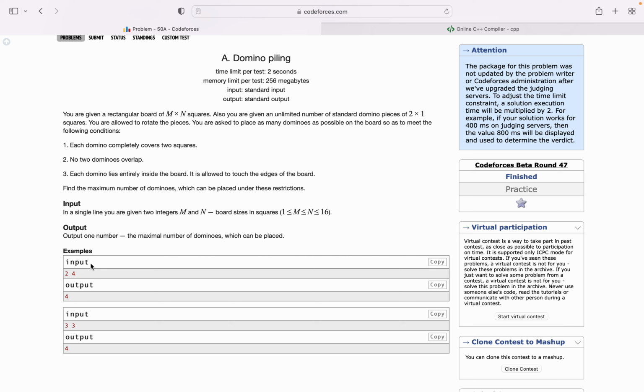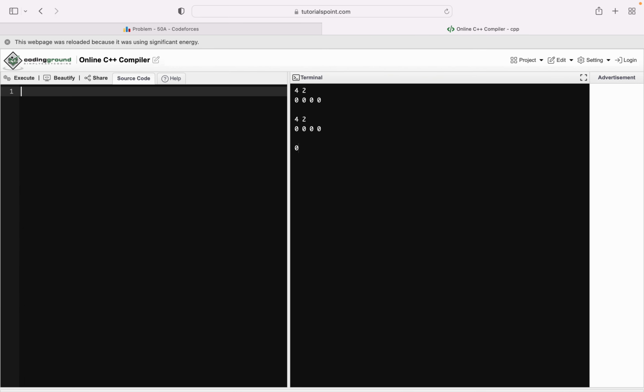So it's a basic math concept. Like we have the area which is 4 cross 2, which is 8, and we have a domino with area 2, so we'll tell just how many pieces. So just divide. So 8 divided by 2, which is 4. It's 3 cross 3, 9 divided by 2, it's 4. We just need to take integer parts, so it's easy. Let's do it.